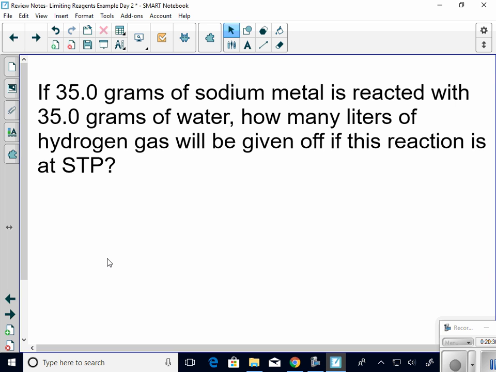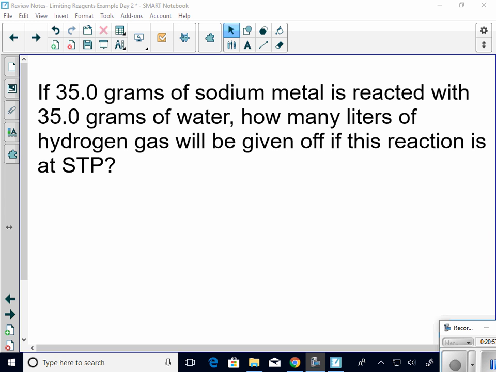Now, here is our second one. Go ahead and write this down in your notes. If 35.0 grams of sodium metal is reacted with 35.0 grams of water, how many liters of hydrogen gas will be given off if this reaction is at STP? Okay. Once again, a lot of stuff going on here.